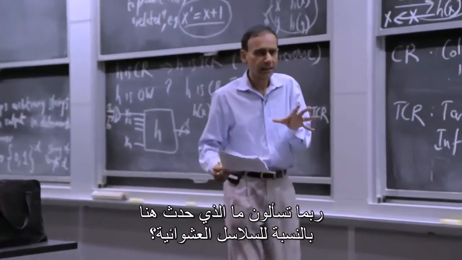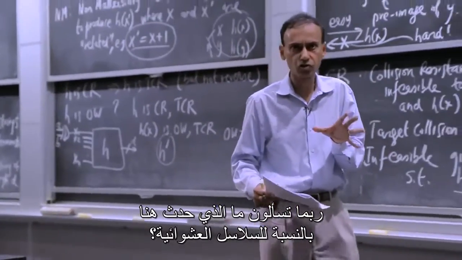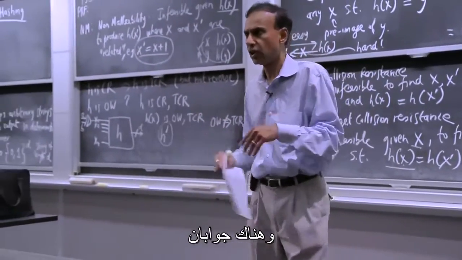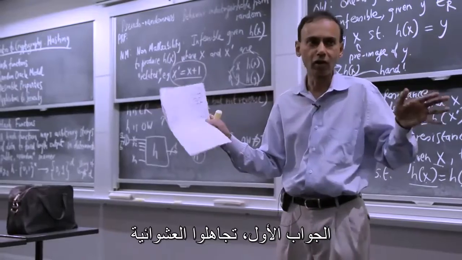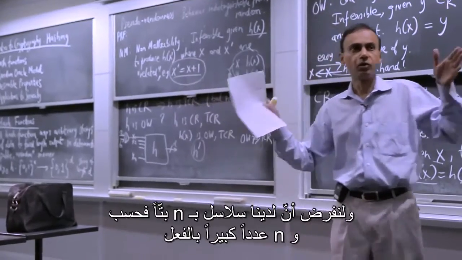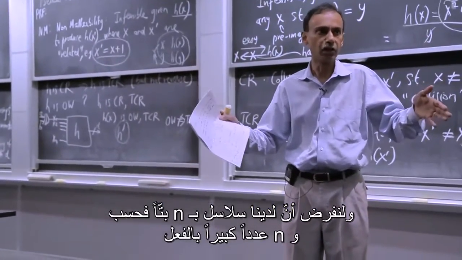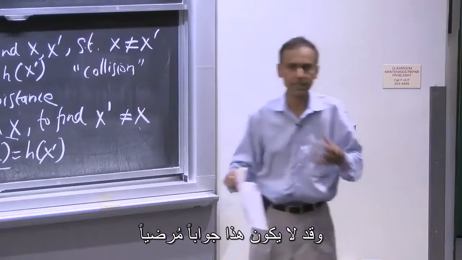So you might ask, what the heck happened here with respect to arbitrary strings? And there's two answers. The first answer is, well, ignore arbitrary and assume that you only have n-bit strings and n is this really large number, right? And that may not be particularly satisfying.